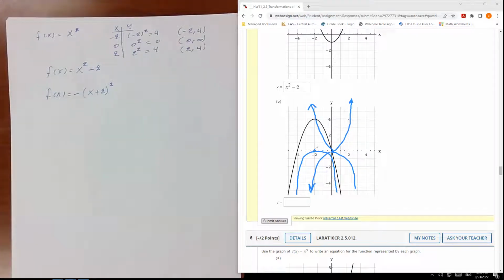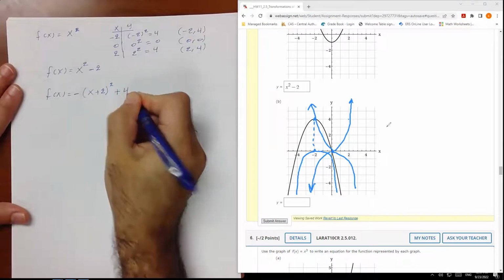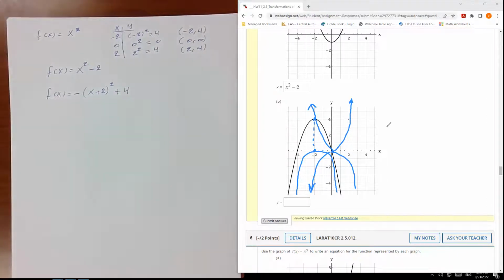Then the graph is shifted up. How many units? 4 units. So if it's shifted up 4 units, that means I'm going to add 4 units outside. So this is our new graph. I'm going to erase everything. And you're just going to locate here. You don't have to do all these graphs. The basic function, it's here.